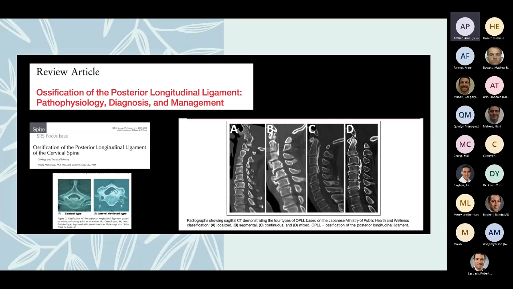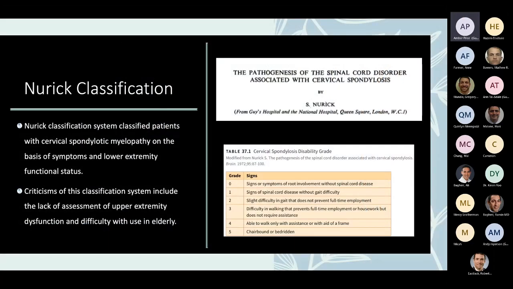Here are the radiographs that demonstrate the different types of OPLL. You can have localized, segmental in B, continuous in C, and mixed in D. A little bit about the classification system.